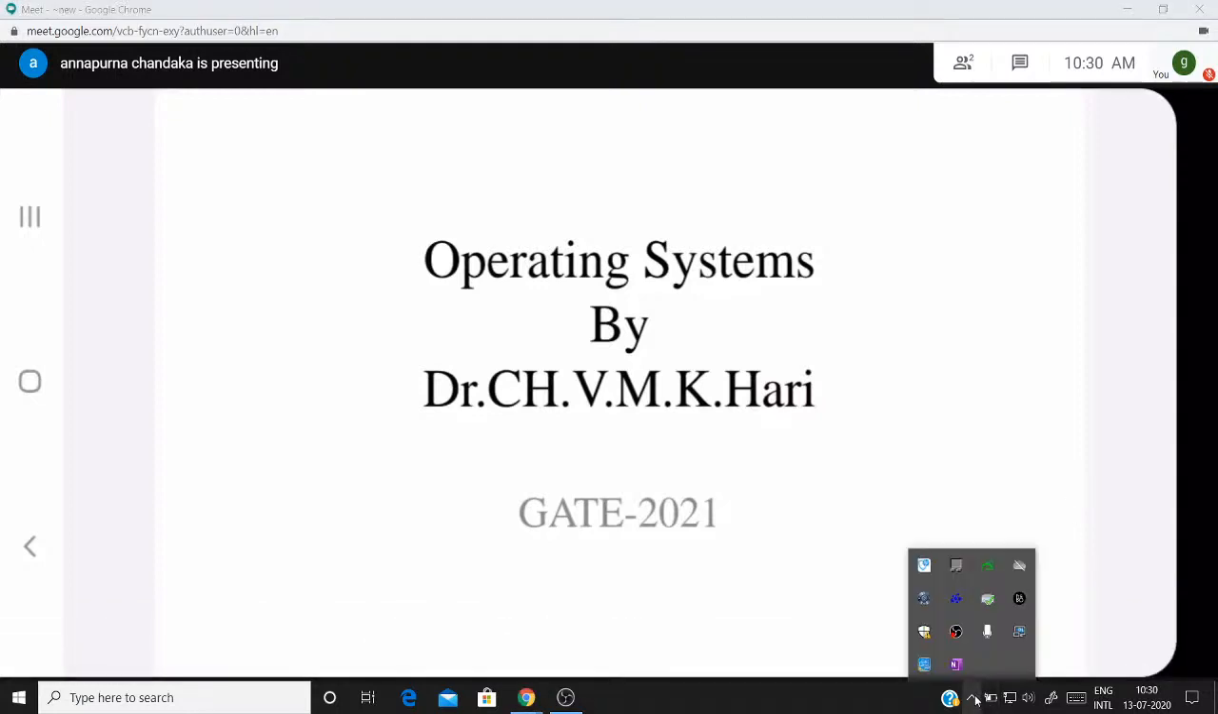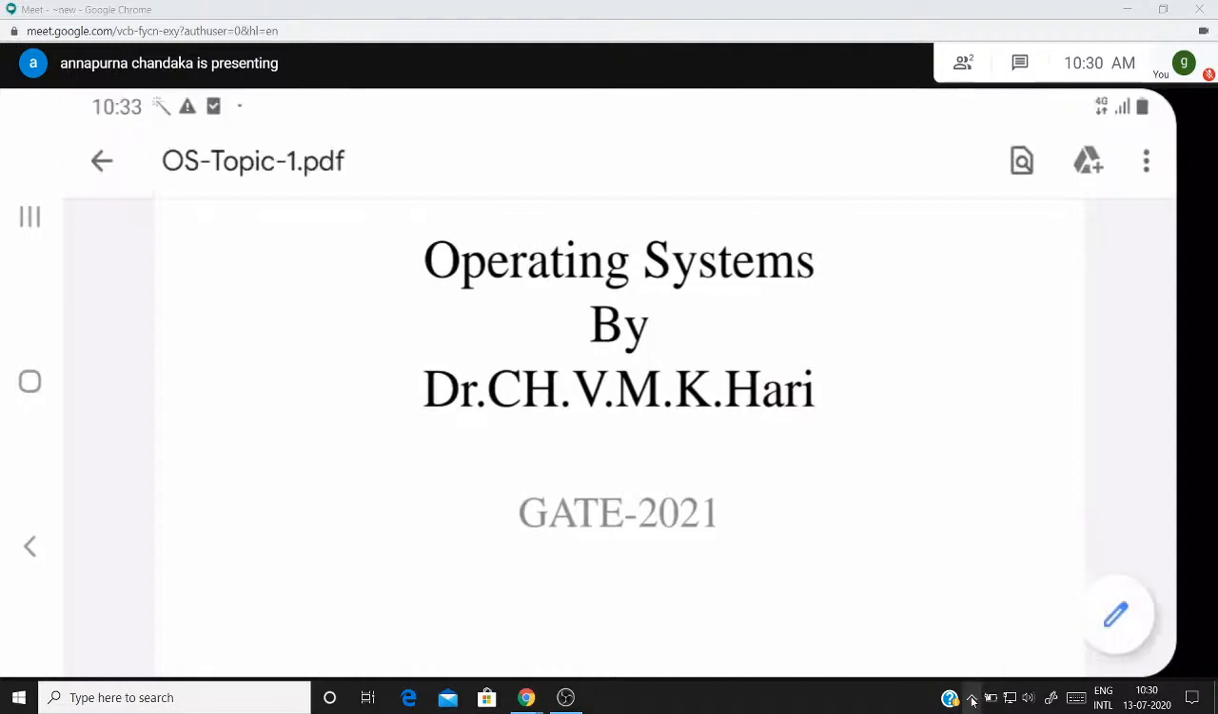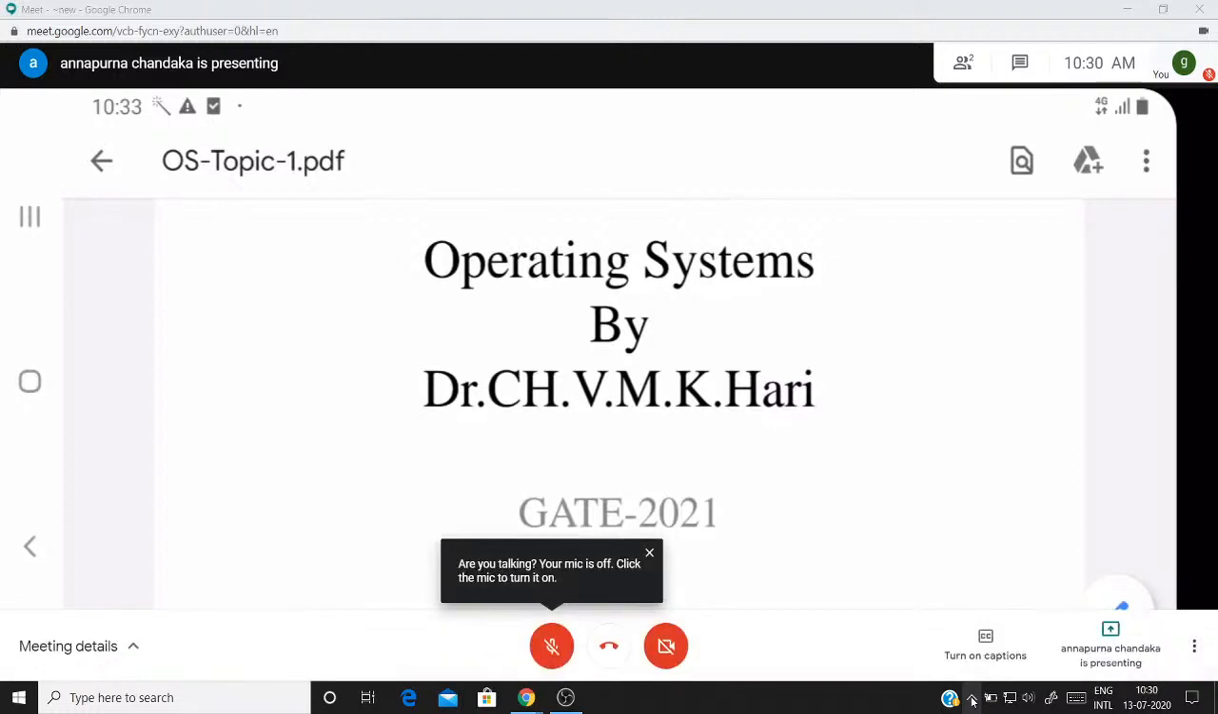This is Dr. CHPMK Hari, Head of the Department of Computer Science from Dr. V.S. Krishna Government Degree College, Commissioner of College Education, Vishakhapatnam. So today I am here to present on operating systems. I feel it is a great honor to take this kind of class.